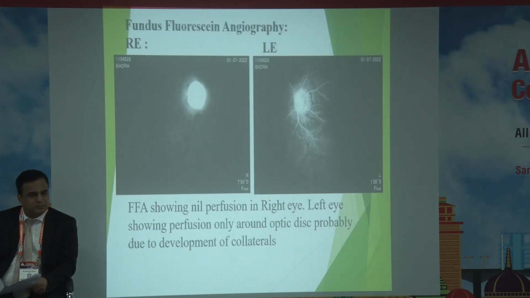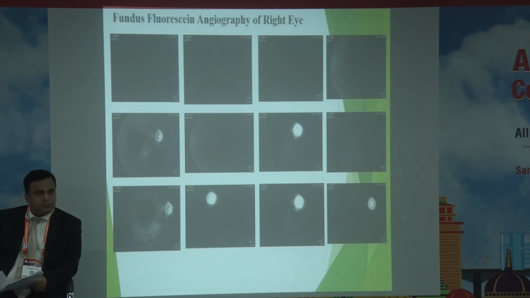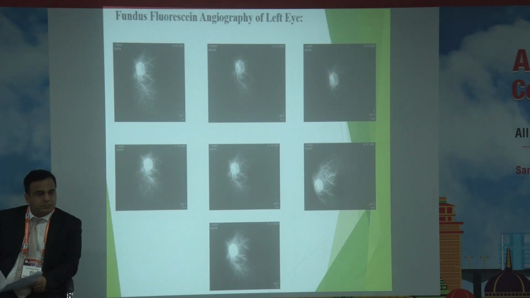Then moving on to fundus fluorescein angiography, the FFA showed nil perfusion in the right eye, and the left eye showed perfusion only around the optic disc, probably due to the development of collaterals. These are the sequential fundus pictures taken in the right eye. Then moving on to the left eye.